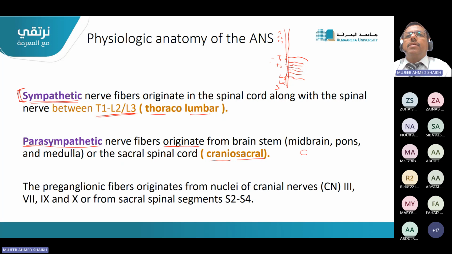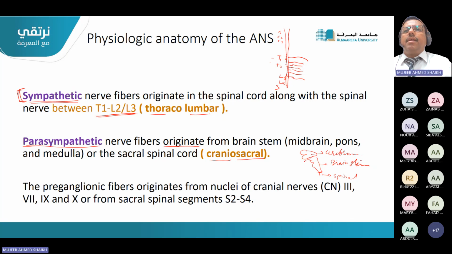If you remember, in the previous class I showed you this diagram. There is a cerebrum, then there is a brain stem: midbrain, pons, and medulla, and then it will continue as the spinal cord. Here it is the midbrain. Sorry, what you call the brain stem. This is nothing but the brain stem. And here is the cerebrum.